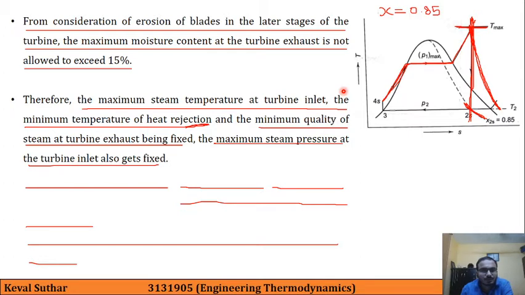Here we have fixed the maximum steam temperature at turbine inlet, the minimum temperature of heat rejection, and the minimum quality of steam at the turbine exhaust. So once fixing all this, the maximum steam pressure is also getting fixed. So there is a certain fixed pressure beyond which we cannot go.